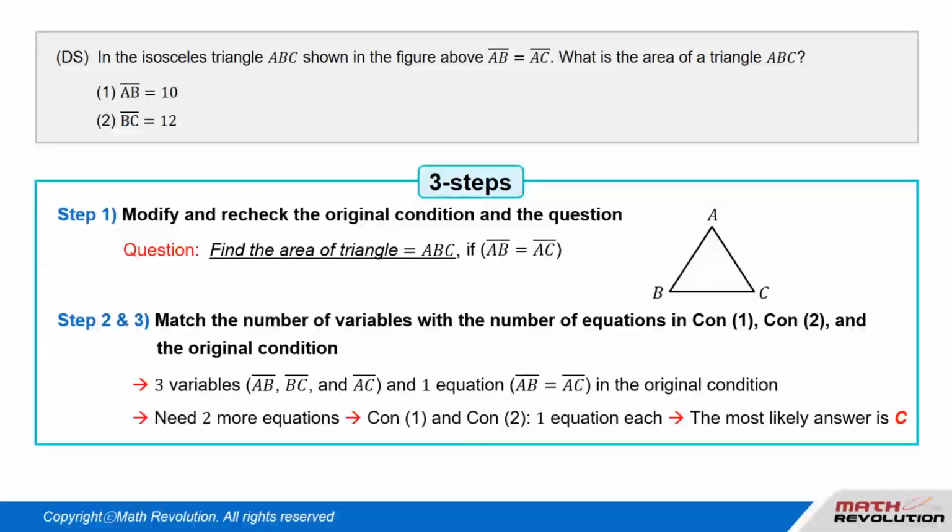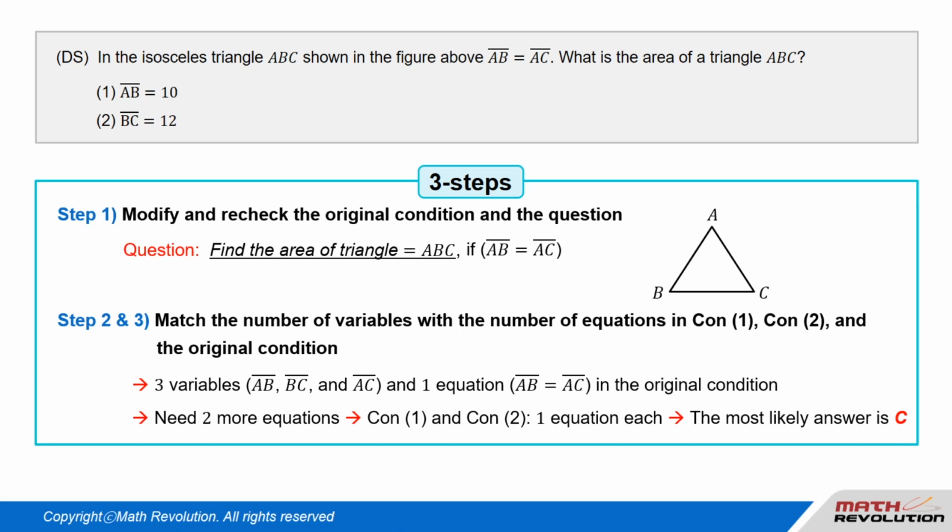Follow the second and third step. From the original condition, we have 3 variables: line segment AB, line segment BC, and line segment AC, and 1 equation. Line segment AB equals line segment AC. To match the number of variables with the number of equations, we need 2 more equations. Since conditions 1 and 2 will provide 1 equation each, C would most likely be the answer.